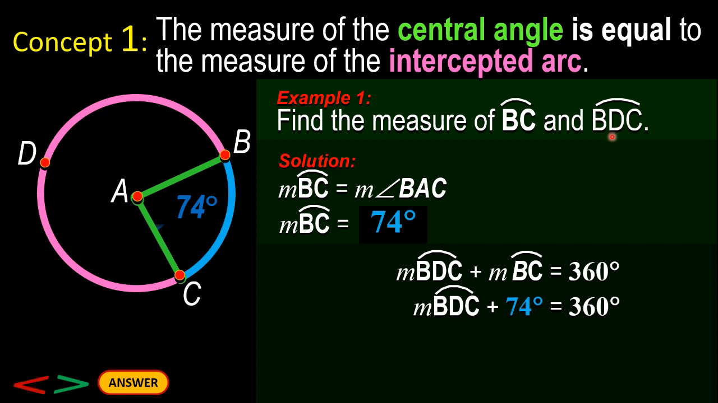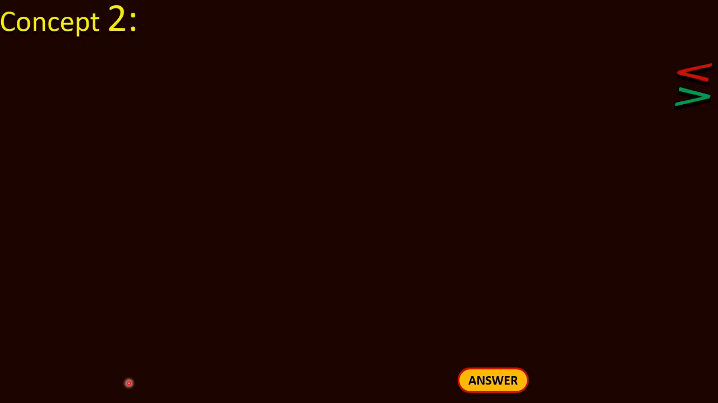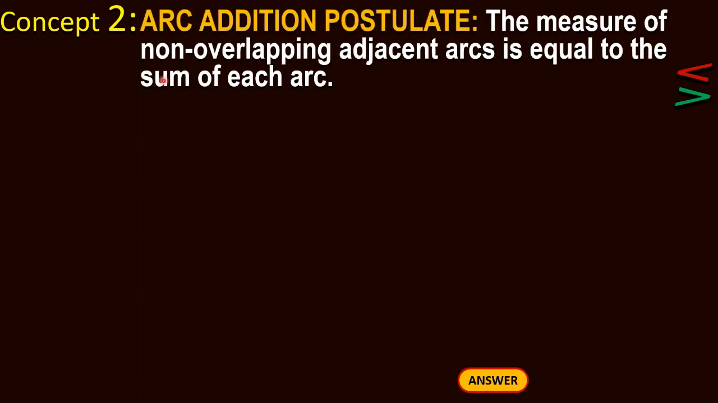Ano naman ang measure ng arc BDC? So, alamin natin na ang arc BDC plus arc BC ay equal sa 360 degrees. Kung ang arc BC ay equal sa 74, so, ibig lang sabihin, yung 360 degrees minus 74 ay equal sa 286 degrees.